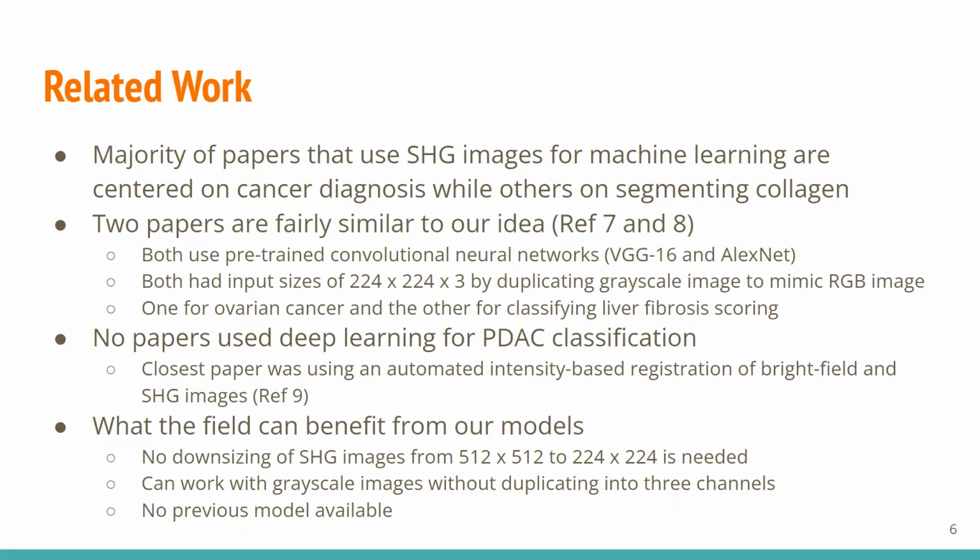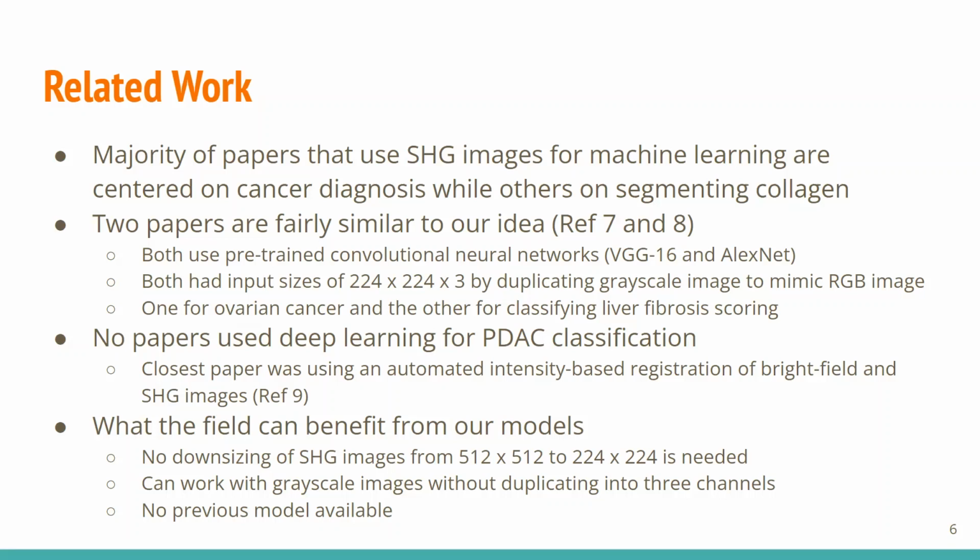The thing about using a pre-trained CNN is that you're stuck with the input size of whatever that CNN has. In this case, for both VGG16 and AlexNet, that's 224 by 224 by 3. And SHG images are grayscale, which means they only have 1 channel. So you basically duplicate the SHG grayscale image a few times to get those 3 channels per image, to mimic the RGB input that these neural networks require.